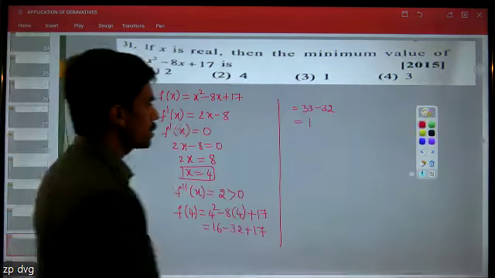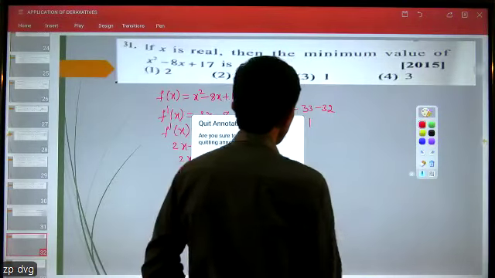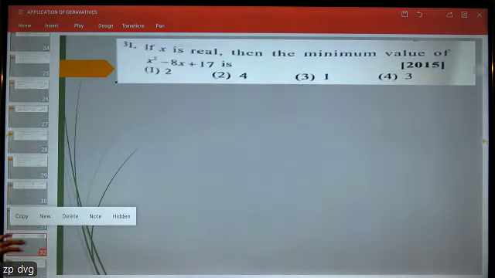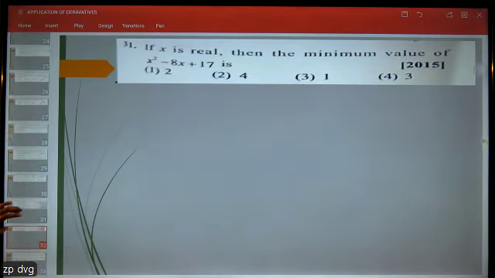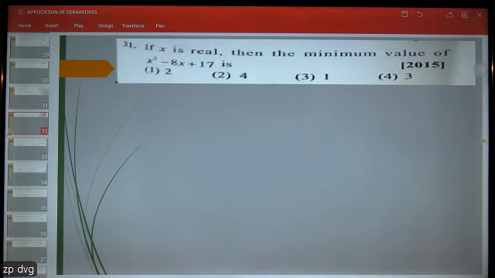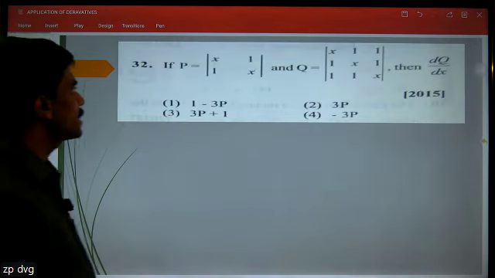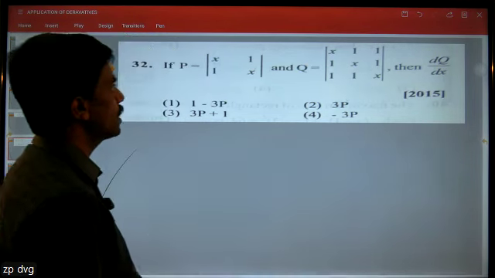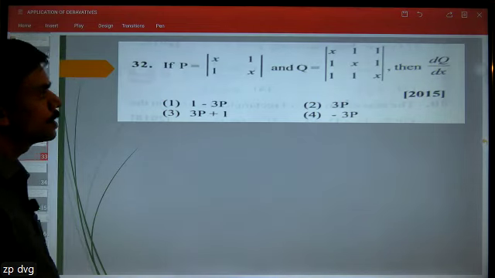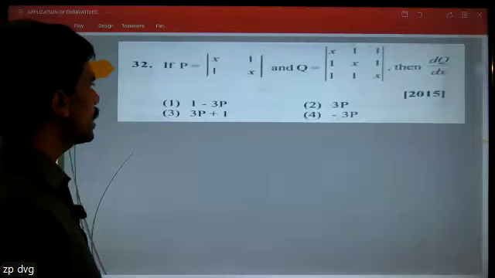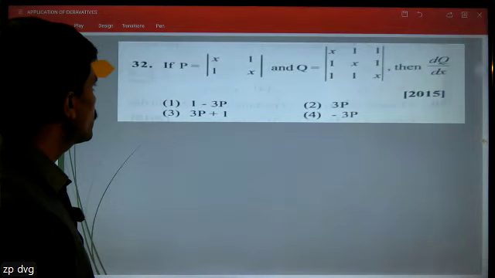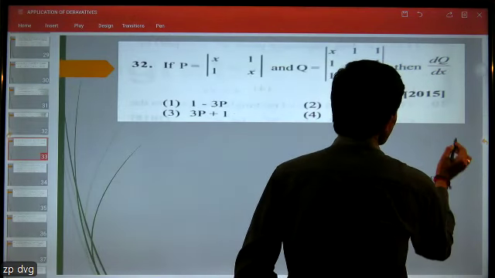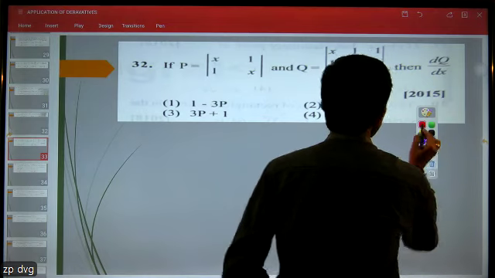Okay, so next, we will go for question number 32. Question number 32. If P equal to determinant of x 1, 1 x, and Q equal to determinant of x 1 1, 1 x 1, 1 1 x, then dQ by dx is what? Okay, so first we have to expand the given determinants.